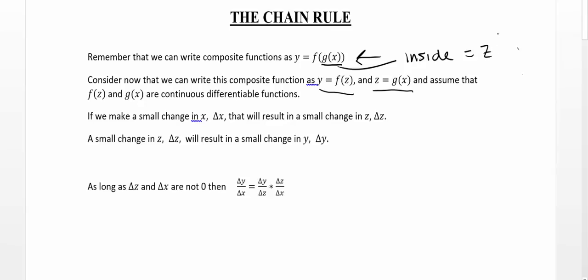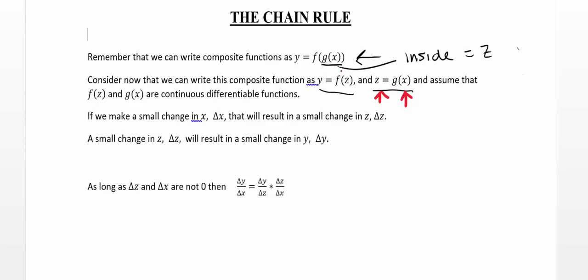Also, we're assuming here that f and g are continuous differentiable functions. We talked a bit about continuity when we talked about composite functions and setting up the domain for composite functions. That all applies here too. Okay, so now if we make a small change in x, that is going to result in a small change in z. Remember when we talked about continuity, we liked functions that were continuous because the result of a small change in the independent variable resulted in a small predictable change in the dependent variable. That's what's happening here. So a small change in x will result in a small change in z.